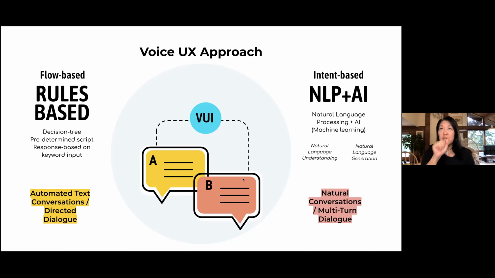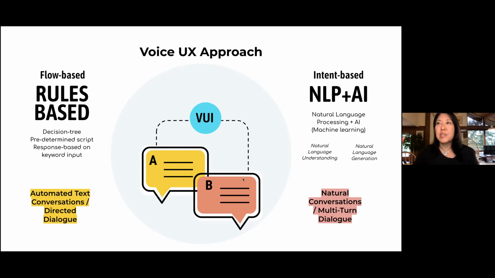So concentrate on this for a little bit. On the left, we have flow-based, which are rules-based conversations. It's decision tree-based, it's predetermined, and these are programmed responses. So you think about if you have a chatbot and you enter some information and it gives you options, hey, press A for this, B for this, C for this, or 1, 2, 3. These are basically interactions that are pre-programmed and they're automated.